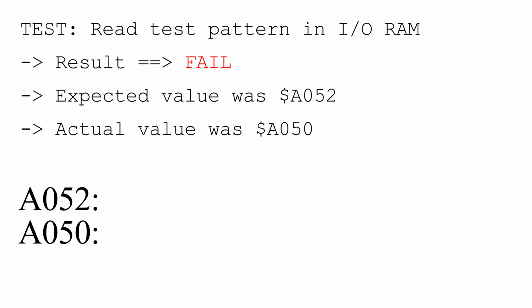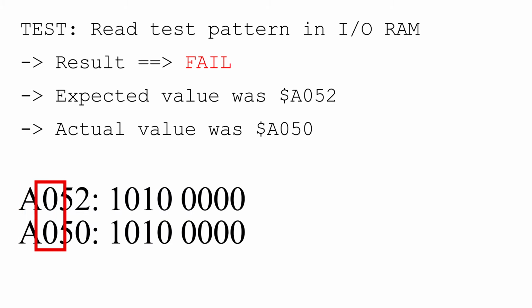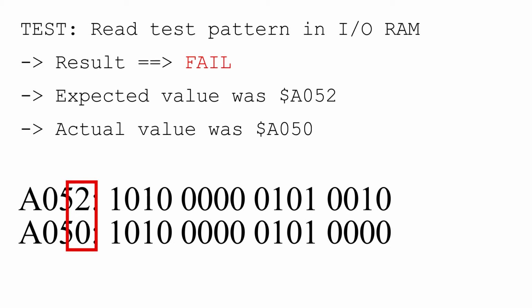Let's convert this to binary and see what happens. A is 10, which in binary is 1010. 0 is 0000. 5 in binary is 0101. Now we get to the problem bits. 2 is 0010 and 0 is 0000. And there it is. The program expected to read a 1 in that second digit, but read a 0 instead.